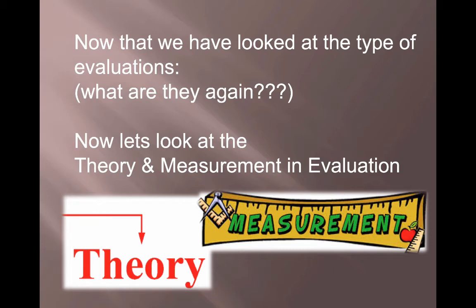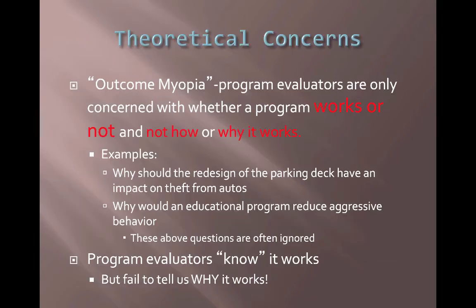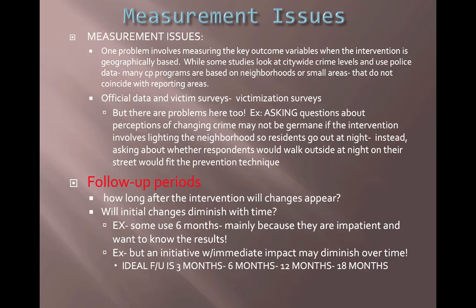All right, so now that we've looked at evaluations, what are those again? Remember the impact, process, and cost-benefit; I'll let you review them. Now let's look at the theory of measurement and evaluation. There are some theoretical concerns, such as outcome myopia. It's where program evaluators are only concerned with whether a program works or not, and not how or why it works. Examples: why should the redesign of a parking deck have an impact on theft from autos? Or why would an educational program reduce aggressive behavior? These questions are often ignored. Program evaluators know it works but fail to tell us why it works.